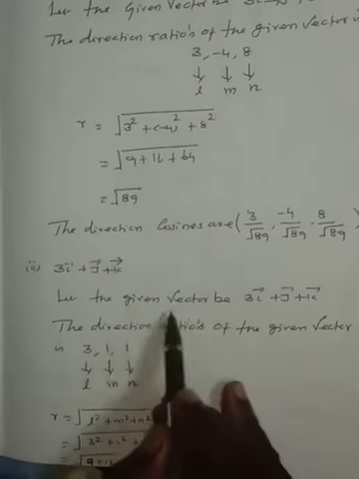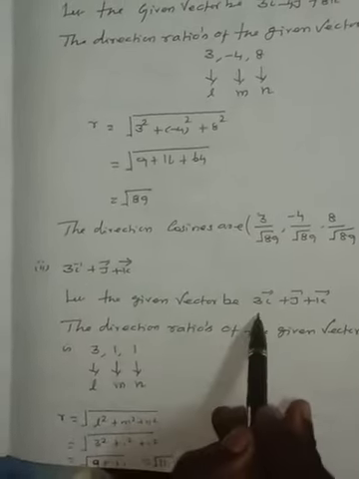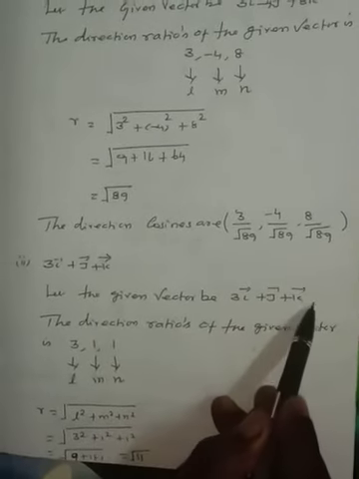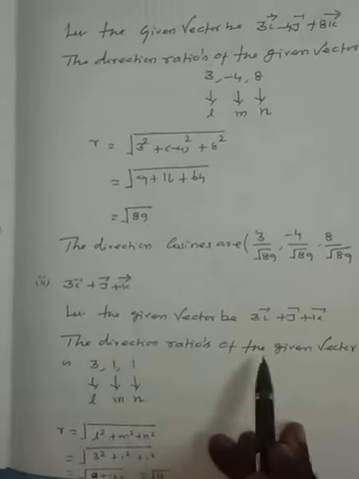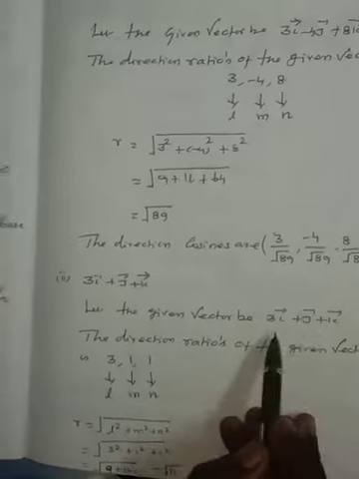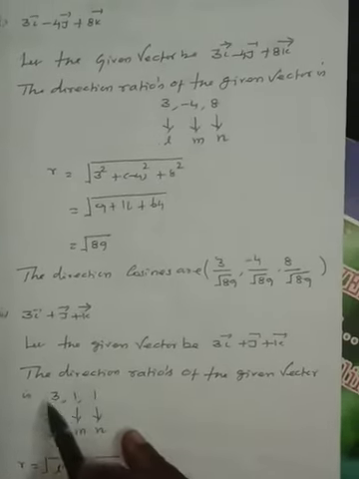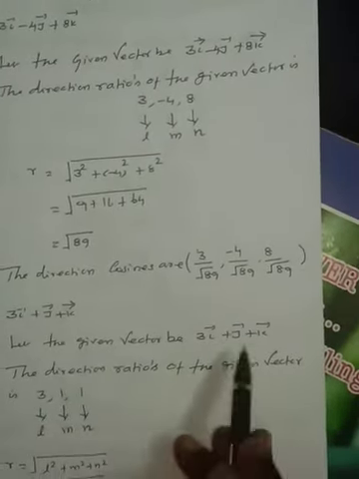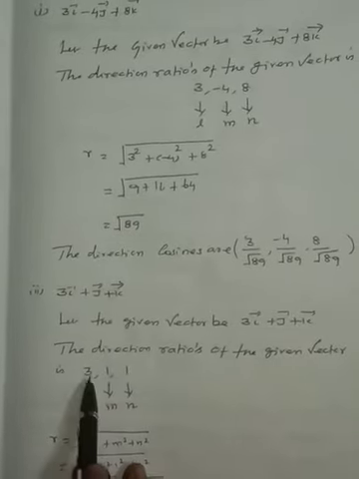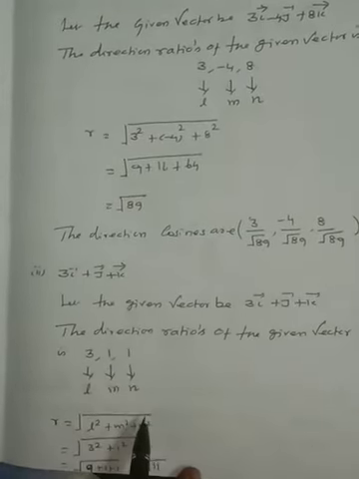Let the given vector be 3i vector plus j vector plus k vector. The direction ratios are the coefficient of the i term, coefficient of the j term, and coefficient of the k term. The coefficient of i is 3, of j is 1, and of k is 1. Now L is 3, M is 1, N is 1.